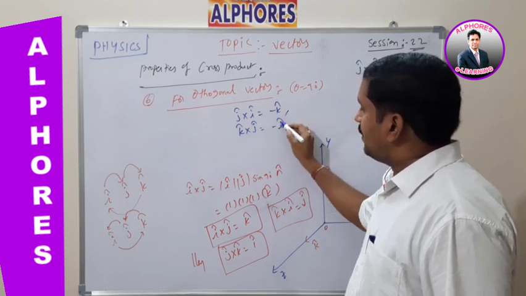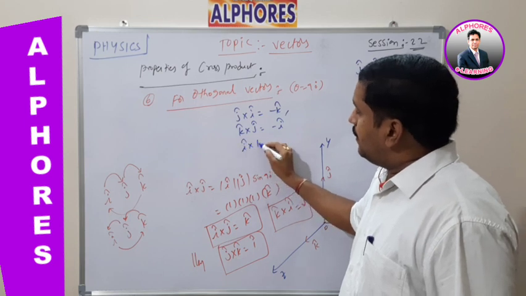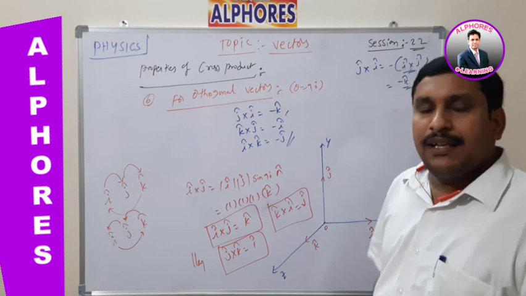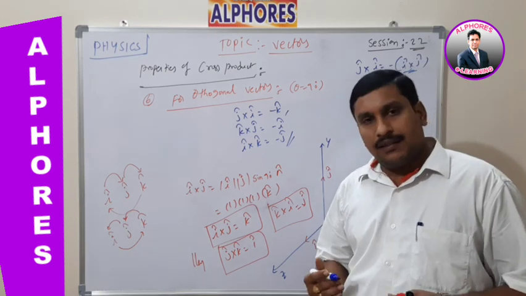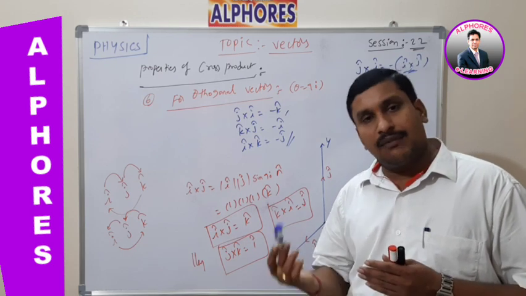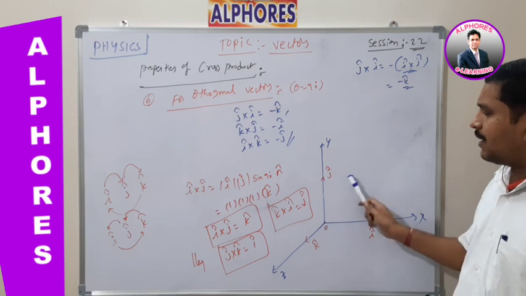Minus i cap, from the commutative law. And again, let us say i cap cross k cap is equal to how much? Minus j cap. Okay. So this is the method to find the cross product of two orthogonal vectors in clockwise sense as well as anti-clockwise sense. So this is the generalized method as per the right hand thumb rule.